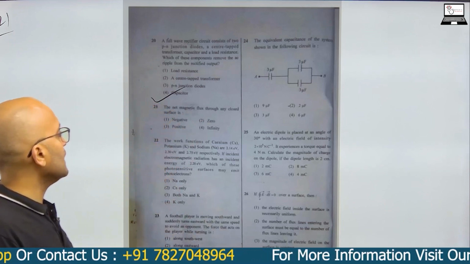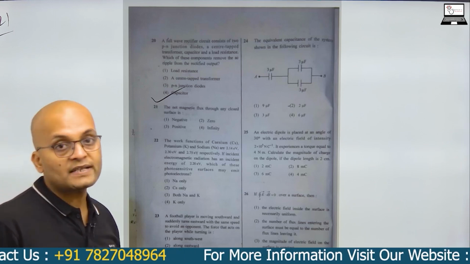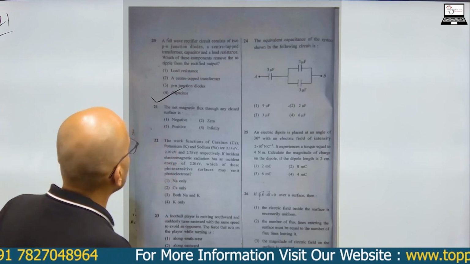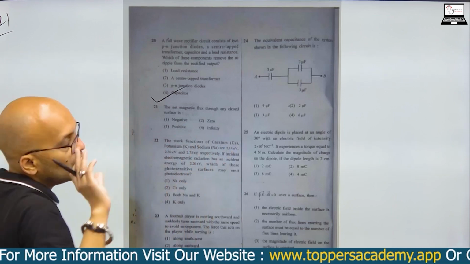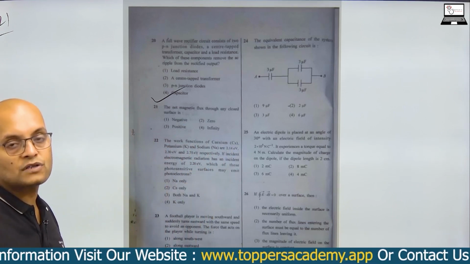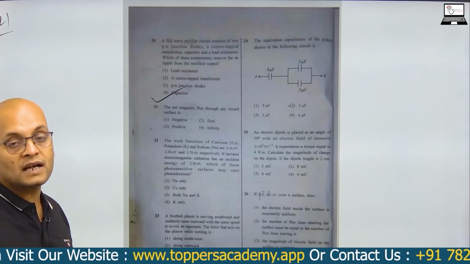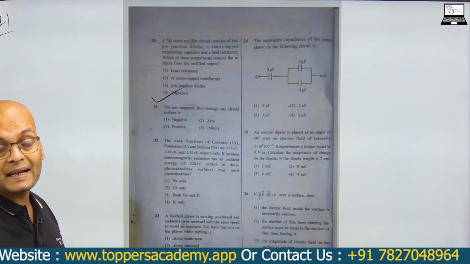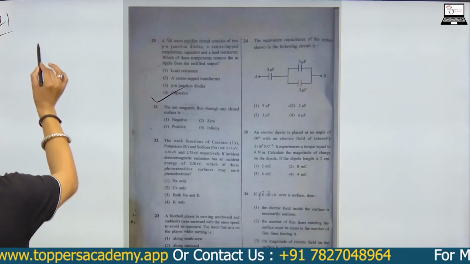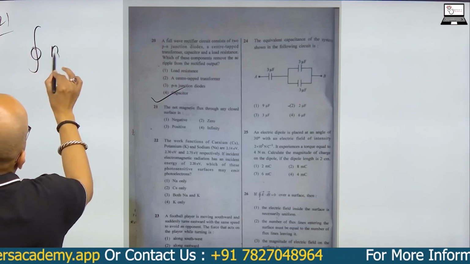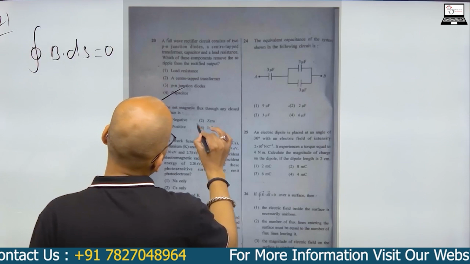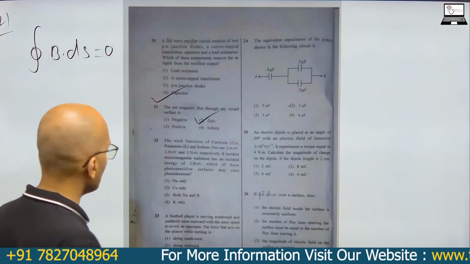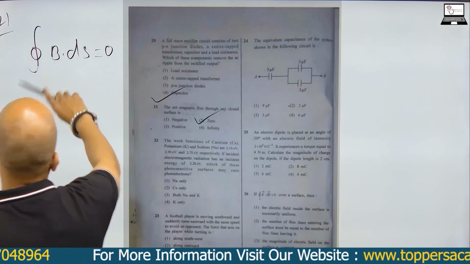So net magnetic flux through any closed surface. It is asking what will be the net magnetic flux through a closed surface. Everyone knows that magnetic flux through a closed surface is zero because there are no magnetic monopoles. Yes or no? Basic formula. Option 2.